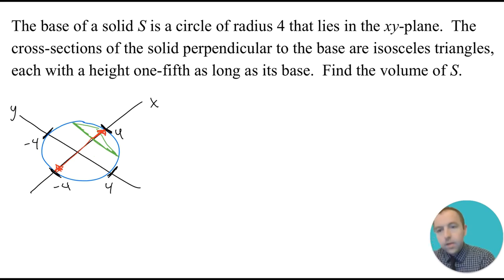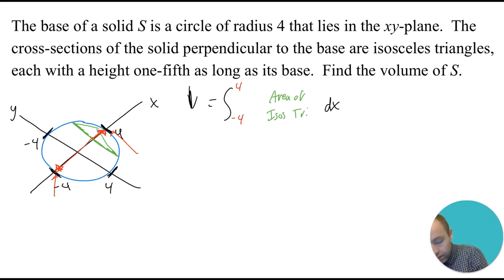So because you have that isosceles triangle cross section that moves all the way from -4 on x to 4 on x, you can just integrate from -4 to 4 whatever the area of that isosceles triangle cross section is with respect to x, and that's going to give you the volume of this solid here. Now, because this solid is symmetrical over the y-axis, I could actually just integrate from 0 to 4 and then just double my answer because it'd be the same value from -4 to 0.